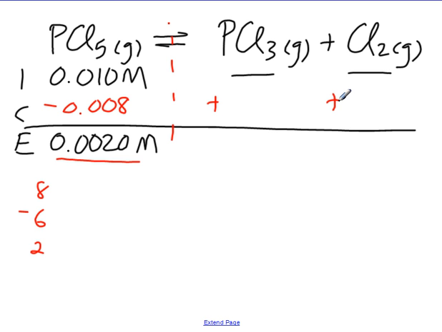Okay, one more time. Look at the question. What does the question say about PCl5 at equilibrium? You have 0.040 what? Moles of PCl5 at equilibrium.